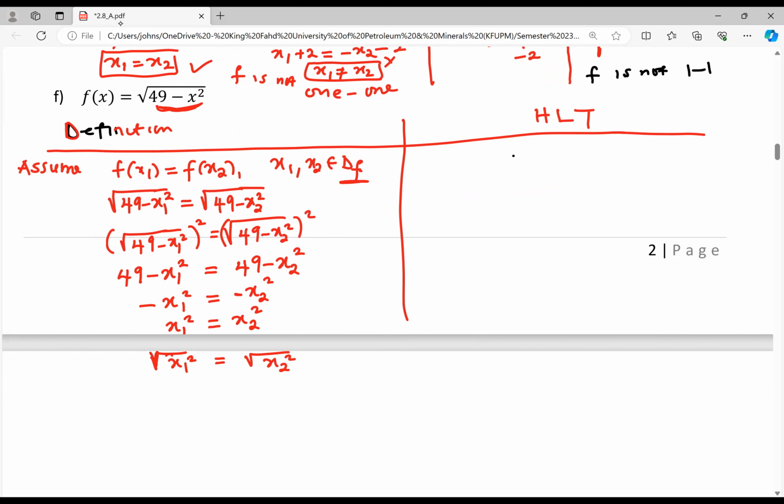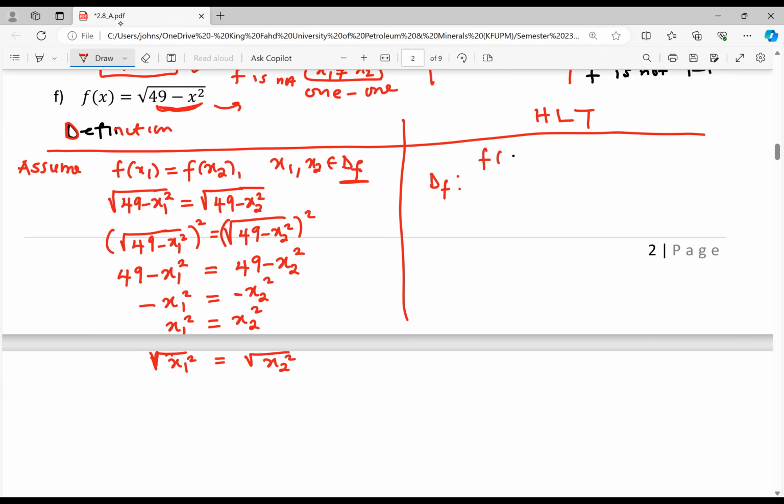So we need an absolute value. Here, we know that x1 and x2 belongs to the domain of f. But let's even do it roughly. What is the domain of f? If you want to find the domain of f, let me just find it here. Domain of f is what? Since this is, what is f? f of x is what? Root 49 minus x squared, yes?